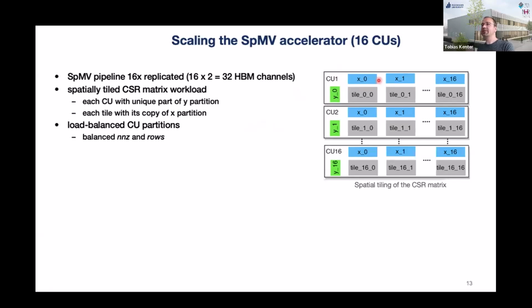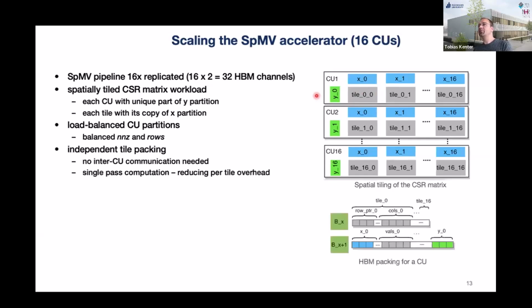and each compute unit independently cycles over all these tiles in the X dimension. So it's always this pattern: load the X vector and then process the matrix tile accordingly. And in order to have all compute units use almost equal amount of time, we have balanced the number of non-zero elements in the matrix per compute unit, and also the number of rows.